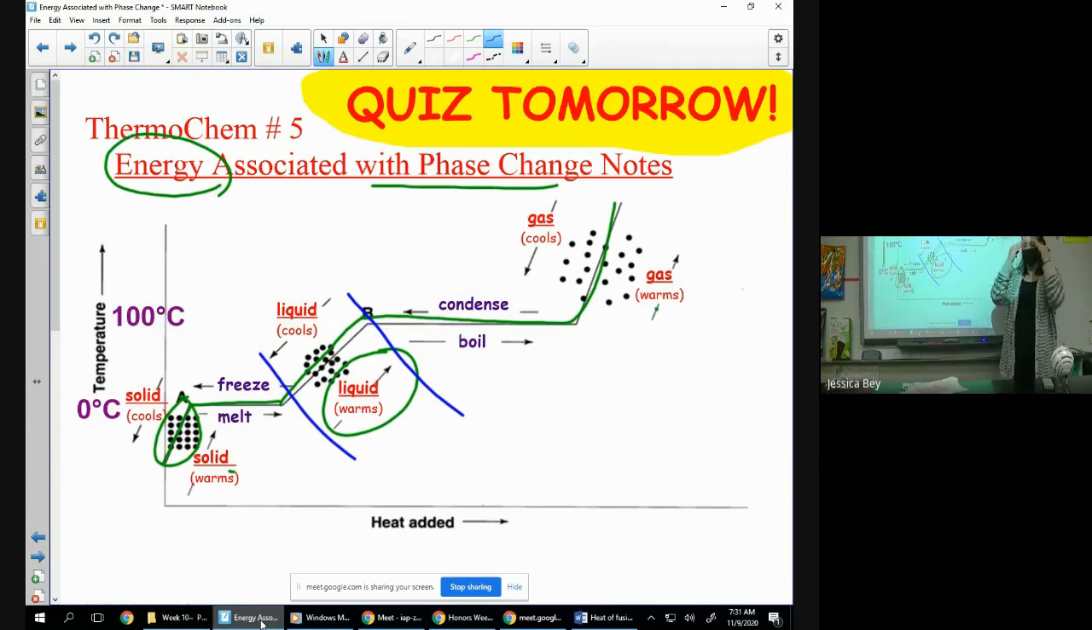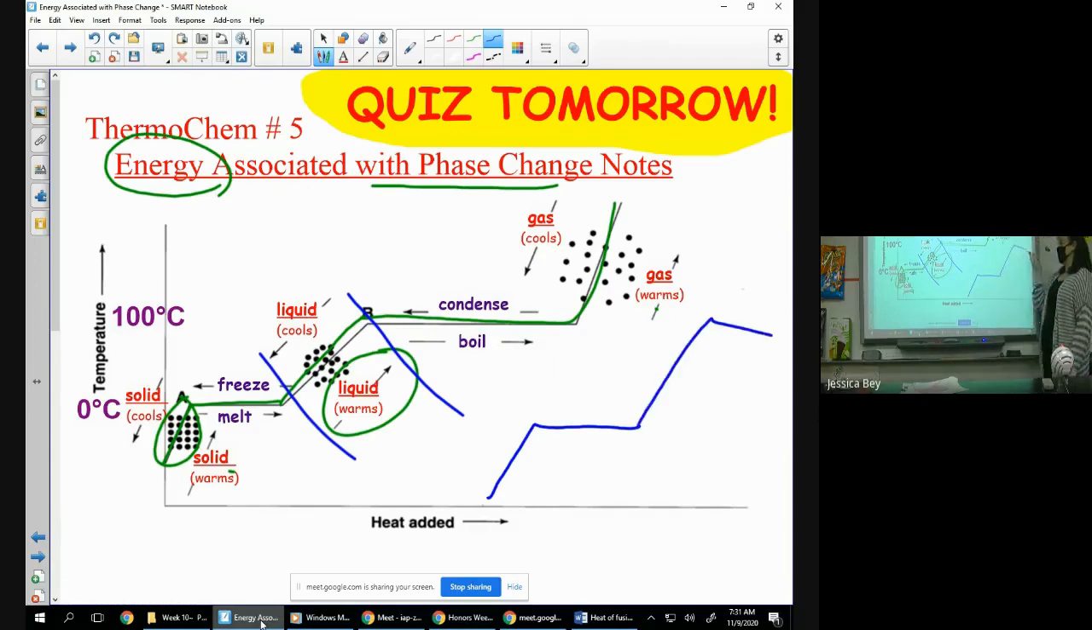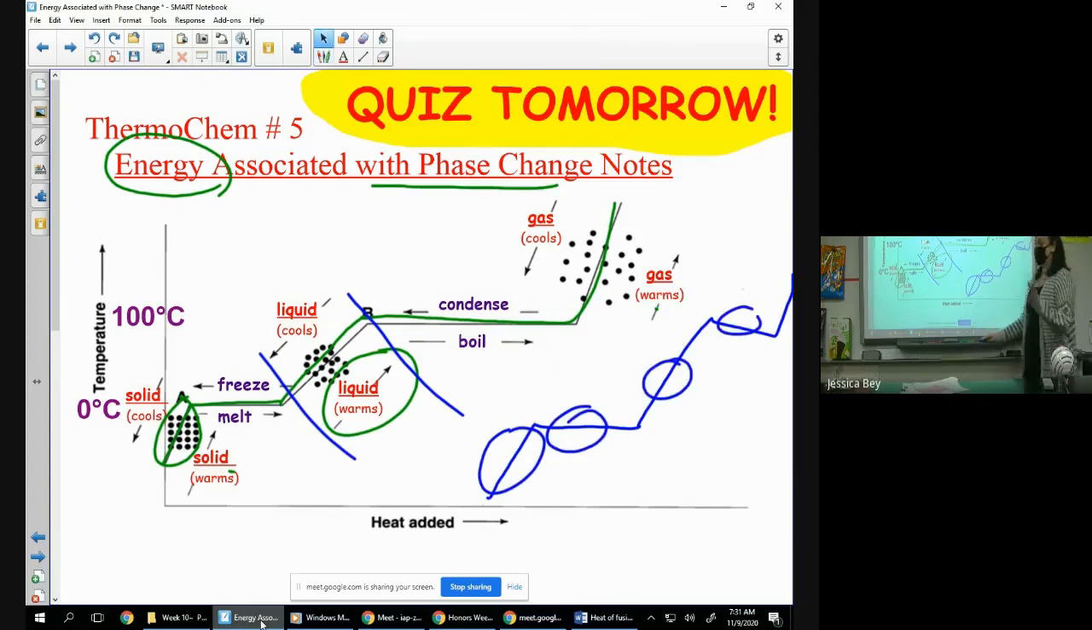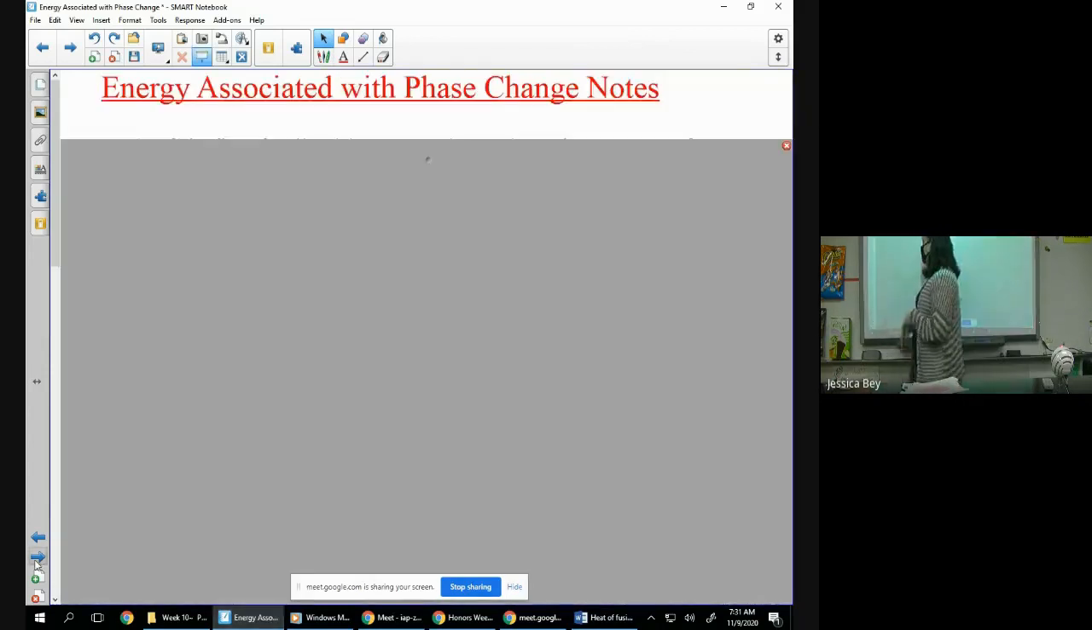If you can think about it like this, in your head, the solid warms, and then it stops to melt, and then the liquid can warm, and then it stops to boil, and then it's a gas. If you can remember this graph in your head, you're going to be great, because each of these is going to take a different amount of energy, and then you add it all up at the end. So it's an overview of what we're going to do. So here we go. Energy associated, you just wrote that, with phase change.